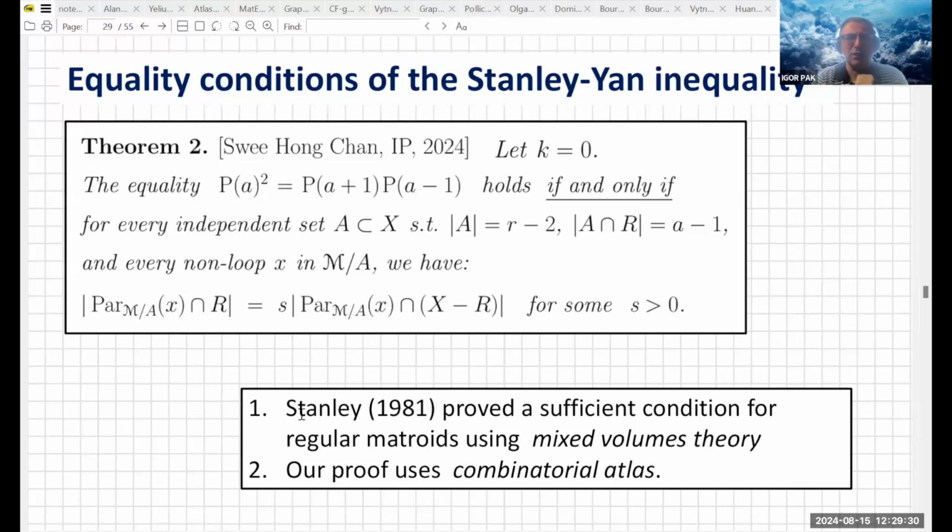One can use the combinatorial atlas to prove that result, and the construction is somewhat similar to the construction that you've seen maybe in lecture two of Swihong, where you've seen parallel elements. I think it's lecture two, right? So in order to obtain this purely Matroid theoretic result and resolve a 40-year-old open problem by Stanley of finding equality conditions for this inequality, we need this combinatorial atlas. And so, for example, Lorentzian polynomials cannot give this proof. So is everyone okay with that? Any questions? I know I went through this relatively quickly.